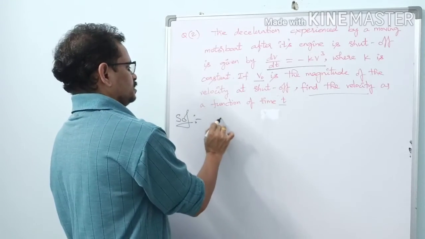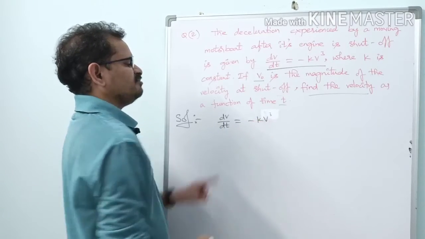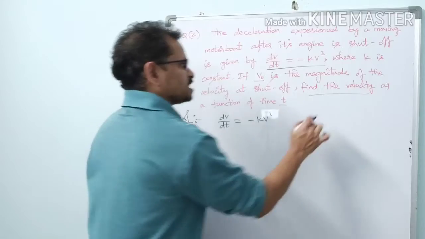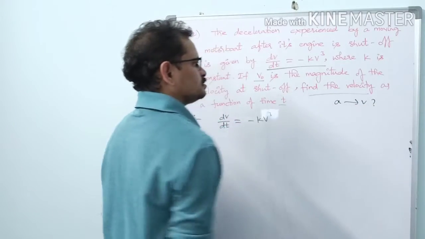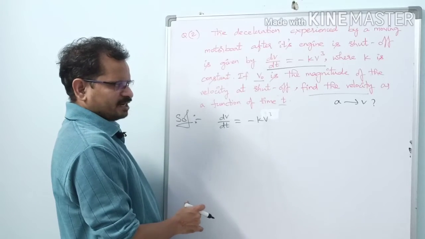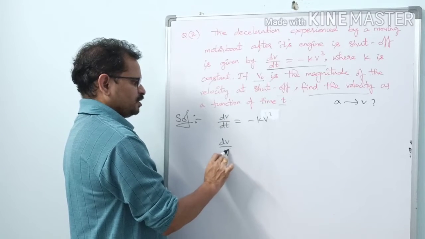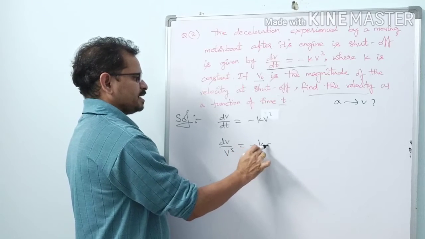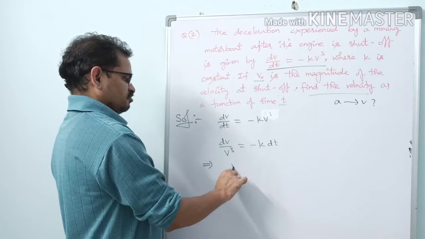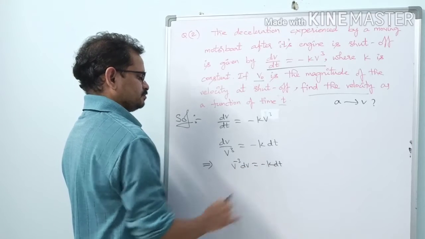So what is given here? dv by dt equal to minus k v cube. What is dv by dt? Acceleration. So here acceleration is given to us and we have to find velocity. So what do we have to use here? Integration, right? Since we have to find velocity, let us take velocity terms to one side. dv by v cube is equal to minus k dt. Here k is constant. This can be expressed as v power minus 3 dv equal to minus k dt.